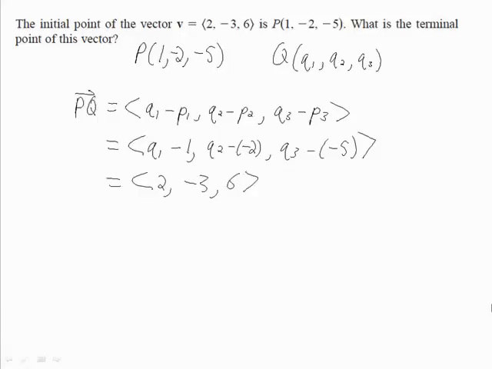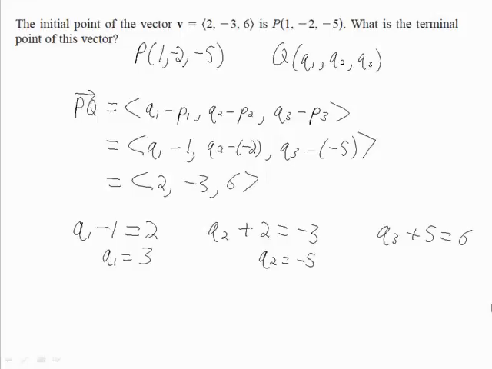This implies that q sub 1 minus 1 equals 2, q sub 2 plus 2 equals -3, and q sub 3 plus 5 equals 6. So the solutions of these equations are q sub 1 equals 3, q sub 2 equals -5, and q sub 3 equals 1. So the terminal point is q, the ordered triple 3, -5, 1.